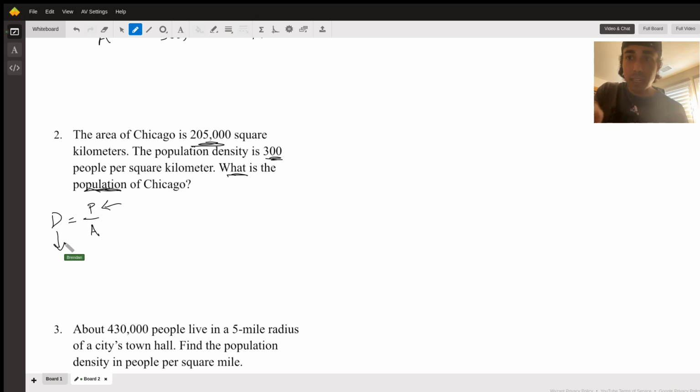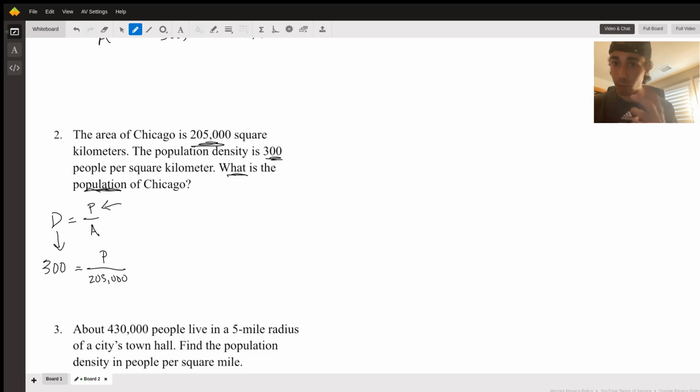So in place of D, I'm going to plug in the density. We know the density is 300. So D is 300. P is what we're solving for, so we don't plug anything in there. And then A, the area, that's the other thing they gave us, that 205,000 number. Okay, so we need to solve for P, the population. So we're going to do that.